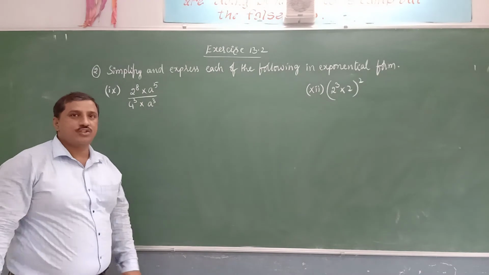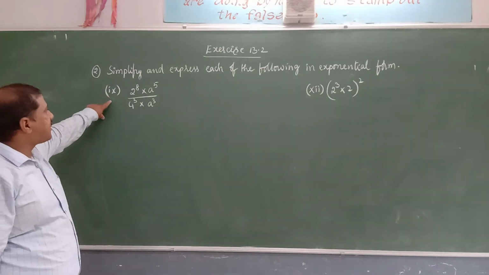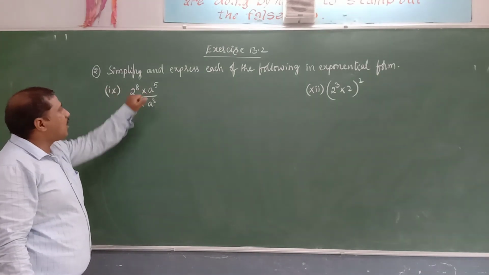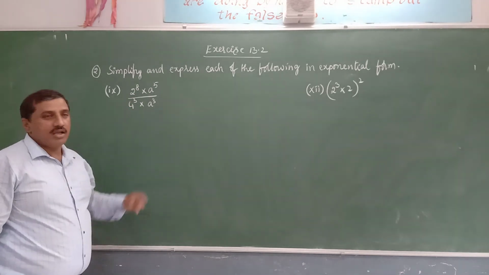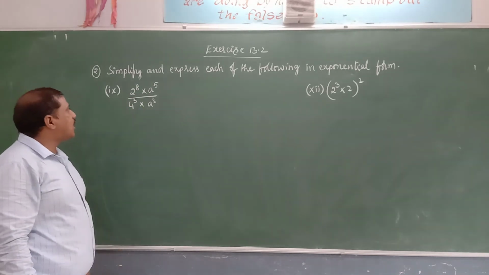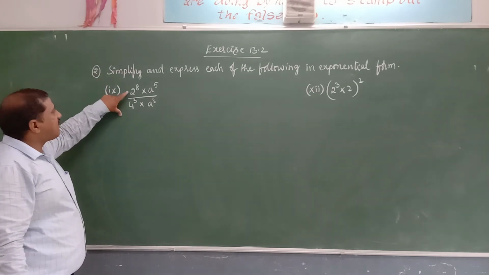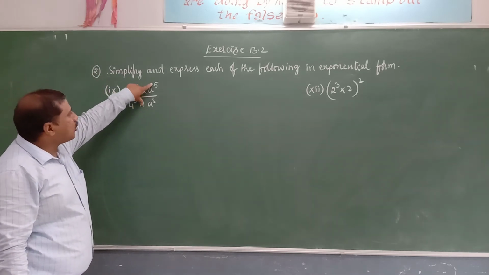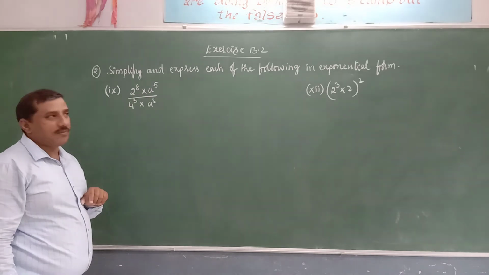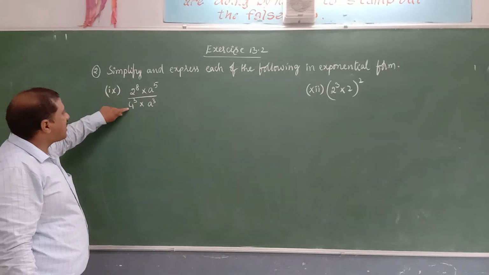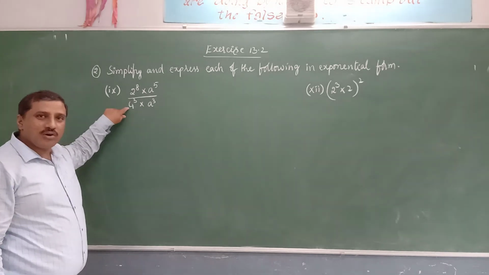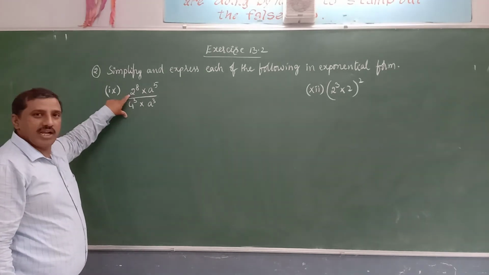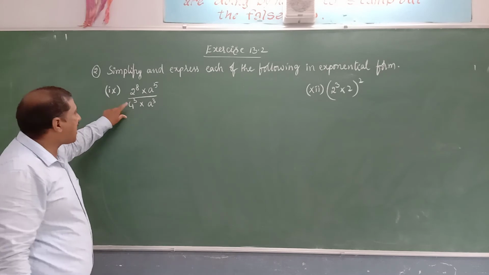Now we will discuss two more sums. It is the 9th sum. 2 power 8 into a power 5 divided by 4 cube into a cube. How do you solve this? Here if you observe, the base is the same for a to the power of 5 and a cube. Whereas here the base is 2 and here it is 4, base 4 to the power of 3. Can we change 4 into base 2? Yes, by using the prime factors.